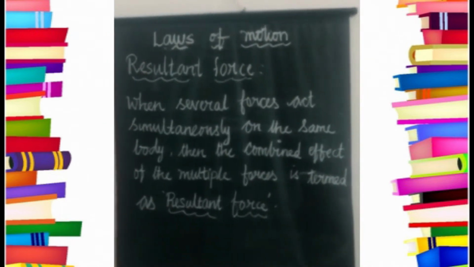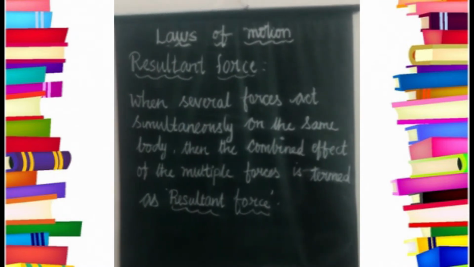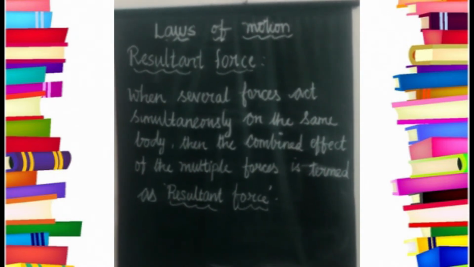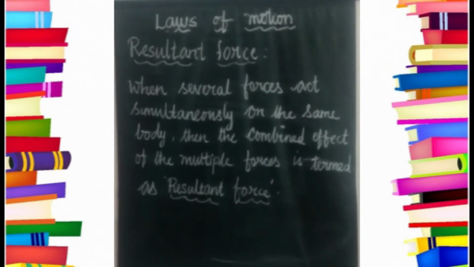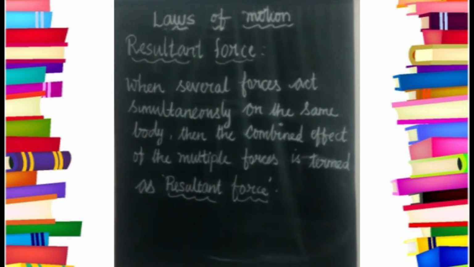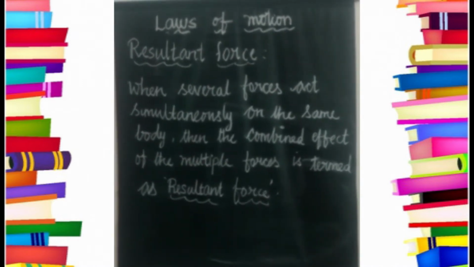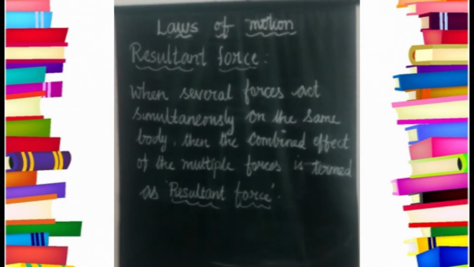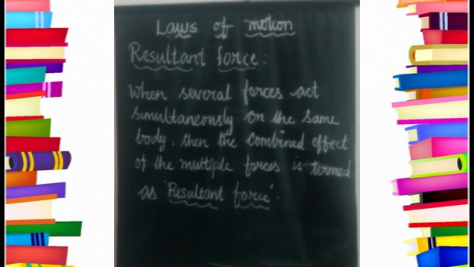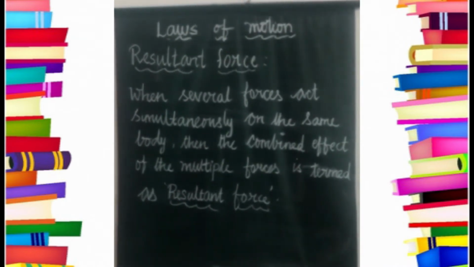Next is the resultant force. It is otherwise called the net force, and it is a single force. Easily, if you want to define, you can say that when two or more forces act on an object, the resultant force can be found by adding up the individual forces. Here is the definition: when several forces, that is two or more than two forces, act simultaneously on the same body, then the combined effect of the multiple forces is termed as the resultant force.